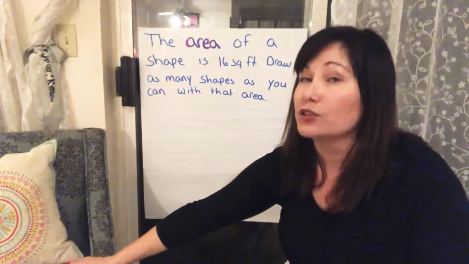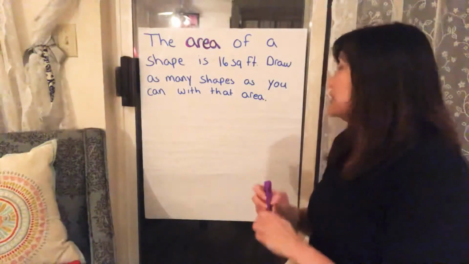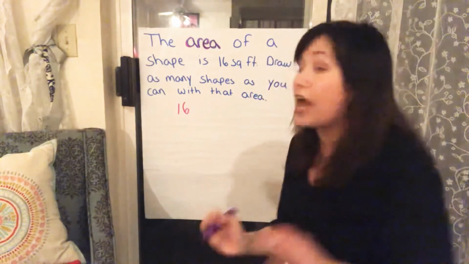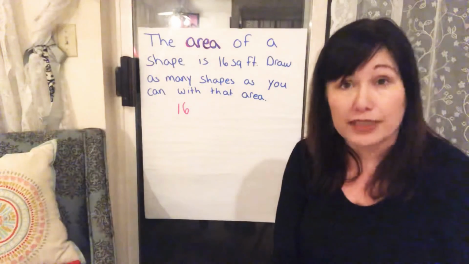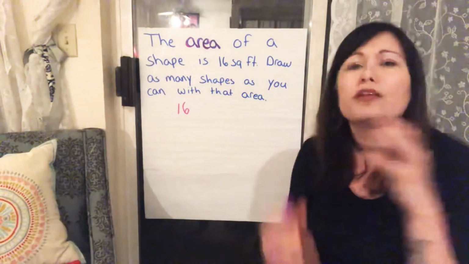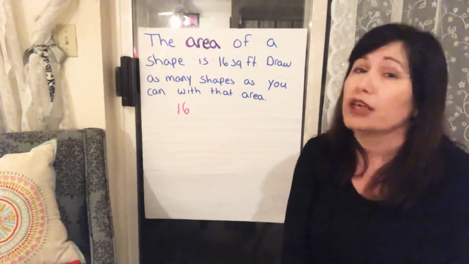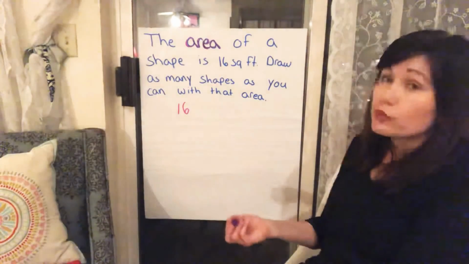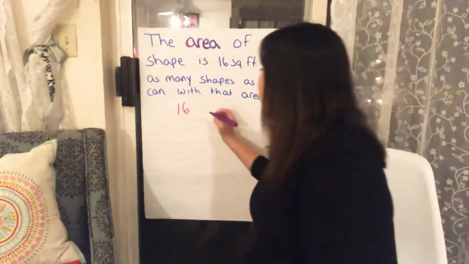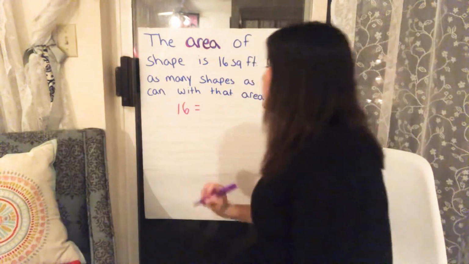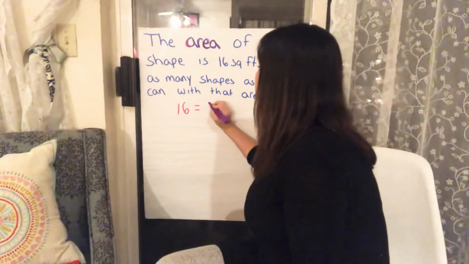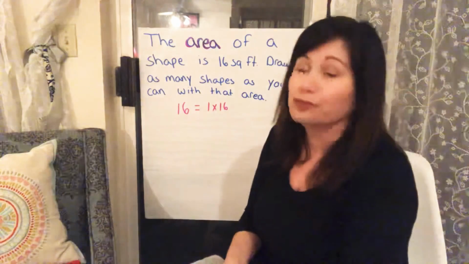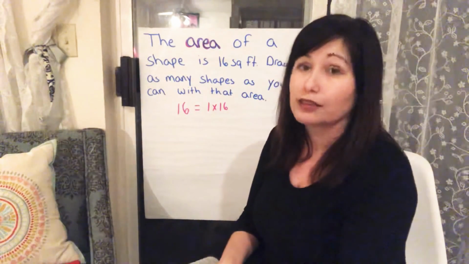So what I need to do is I need to think about this number 16. And just like we do every morning with the number of the day, I need to think about all of the factors, all of the multiplication sentences that can go together to make 16. So right away, I know that 16 can be 1 times 16, because 1 times anything is itself.